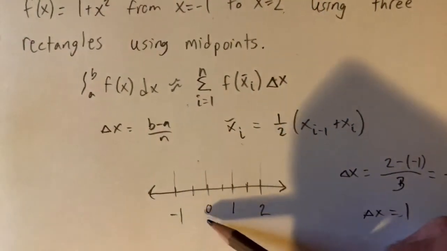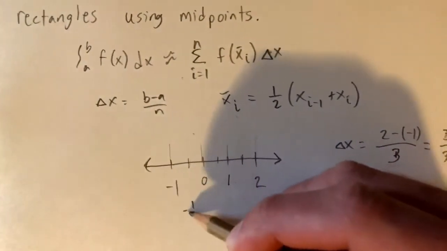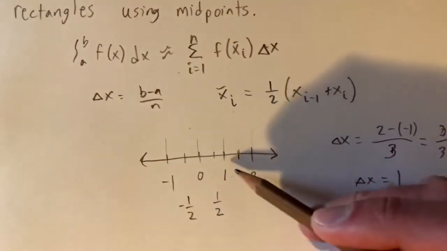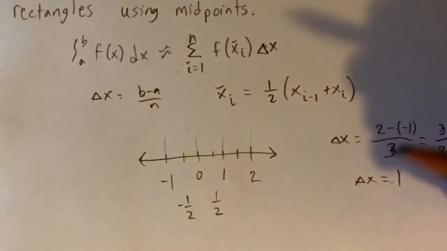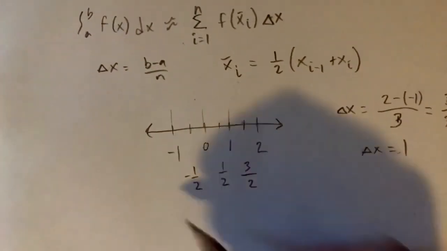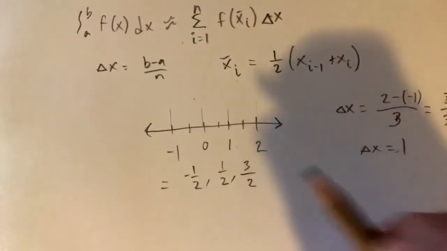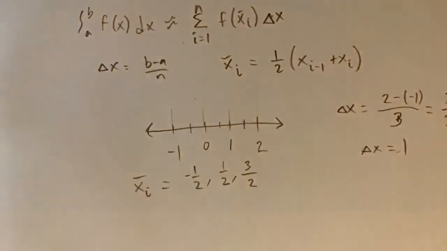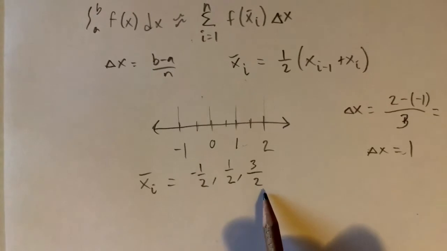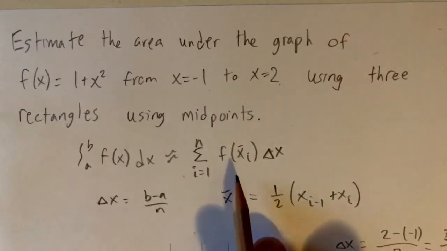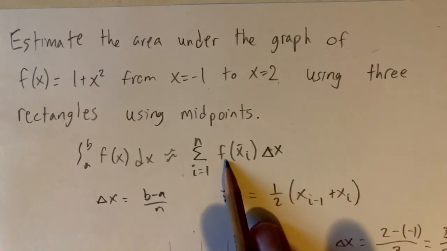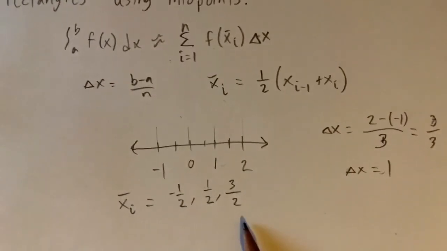Well, the middle of 0 and -1 is -1/2. The middle of 0 and 1 is +1/2. And the middle of 1 and 2 is 3/2. Right? So these are the x sub i bar terms that we want to use: -1/2, +1/2, and 3/2. So we already know that the 3 x values that we're going to plug into our f function are just these 3 x values here.